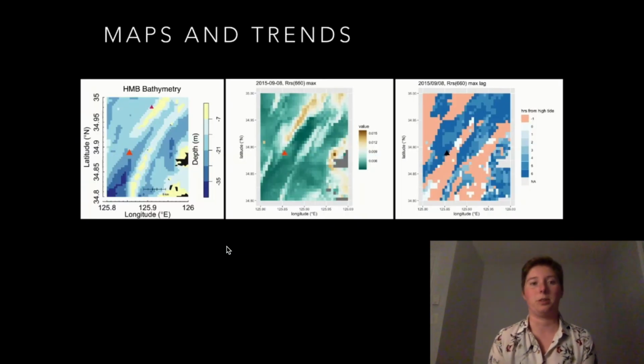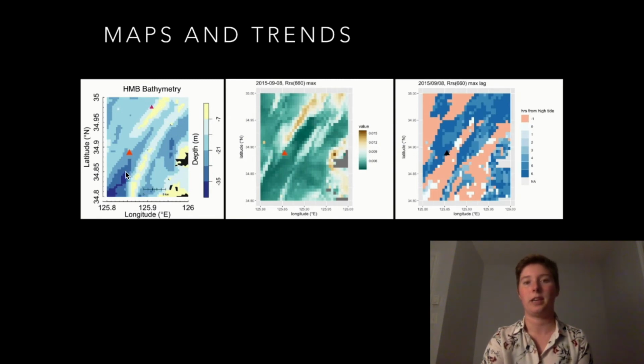So I'm just going to walk you through some of the maps and the trends that we've been finding so far, and after that I'll tell you what I'm planning on doing next. So here we have another bathymetric map. We're showing the ridges and the channels, and much like what we saw with Landsat, there definitely does seem to be higher levels of reflectance over the ridges than over the channels. This is taken just for one day, so this is September 8th, 2015.